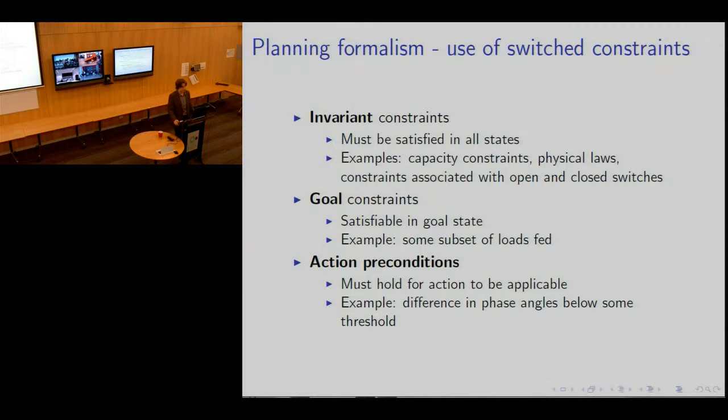Secondly, we have goal constraints, and we say that the goal is satisfiable if, in a certain state, the union of invariant constraints with the goal constraints is satisfiable. For example, some subset of the loads has to be fed. Finally, we have action preconditions, and that's partially how we determine whether an action is applicable. That is, for an action to be applicable, a union of invariant constraints with the action preconditions has to be satisfiable in a certain state.